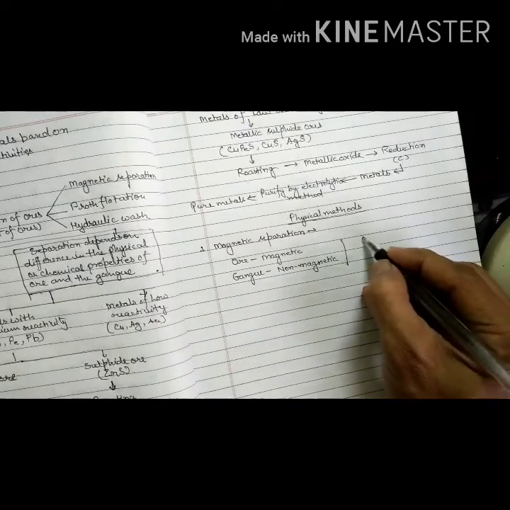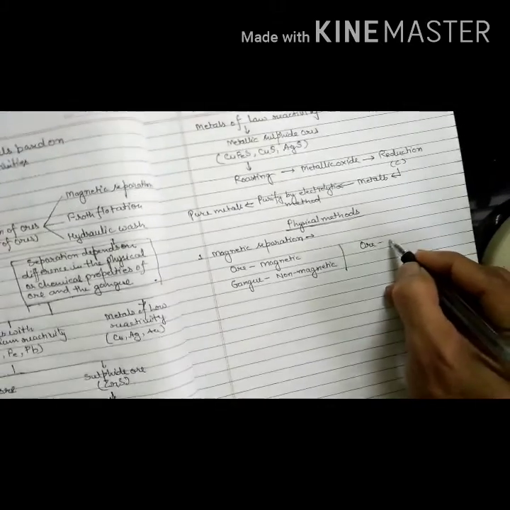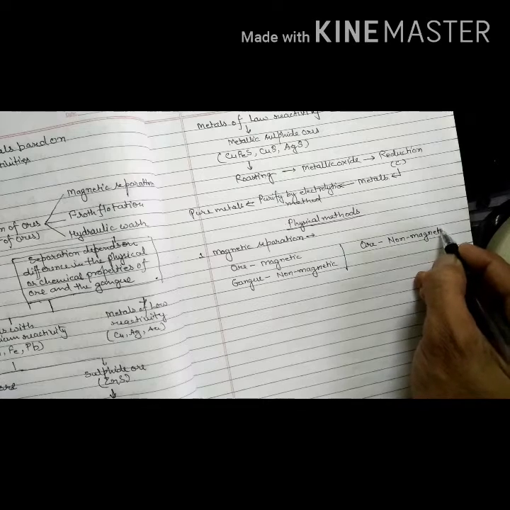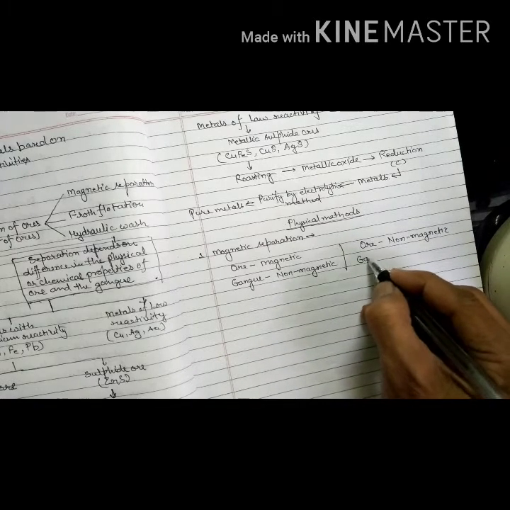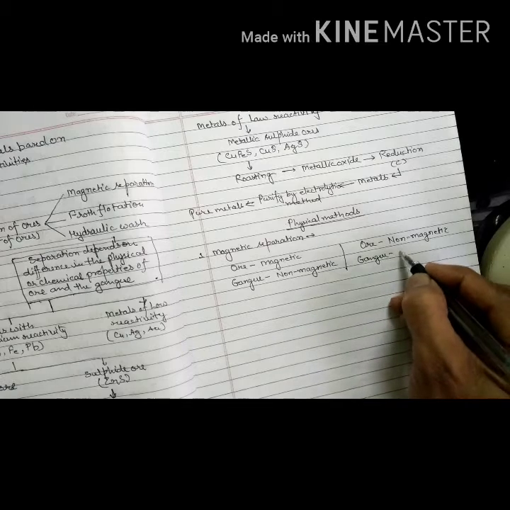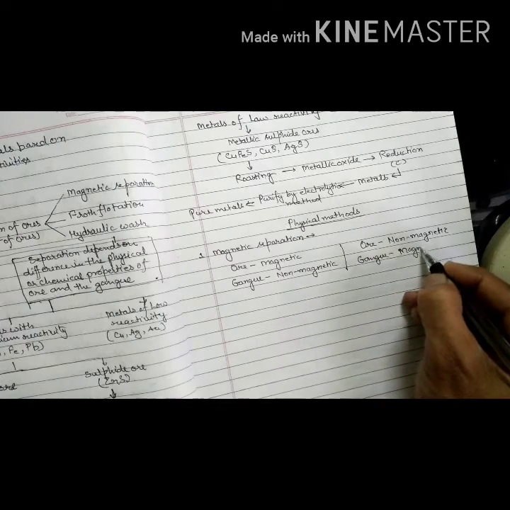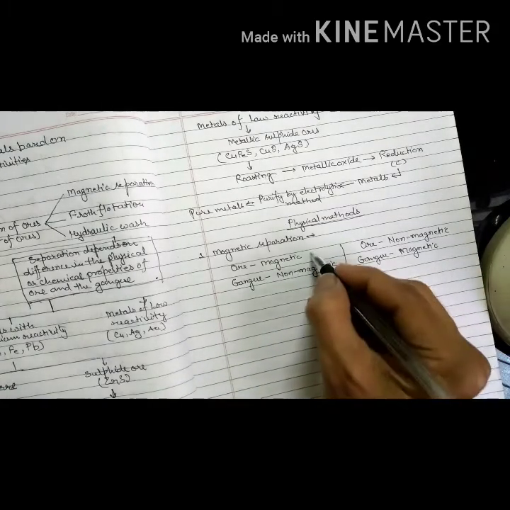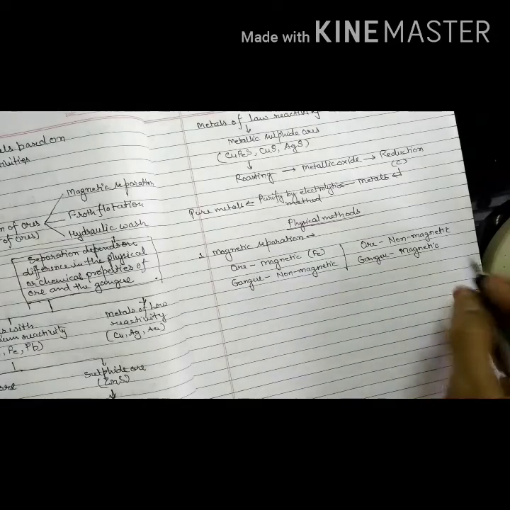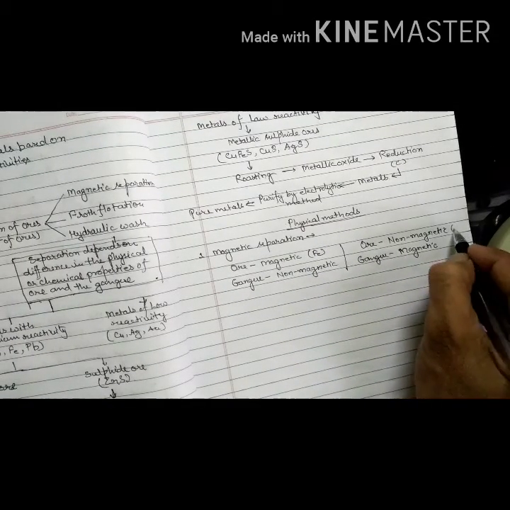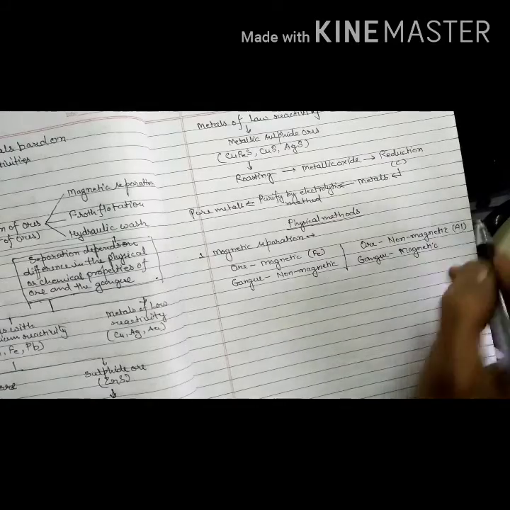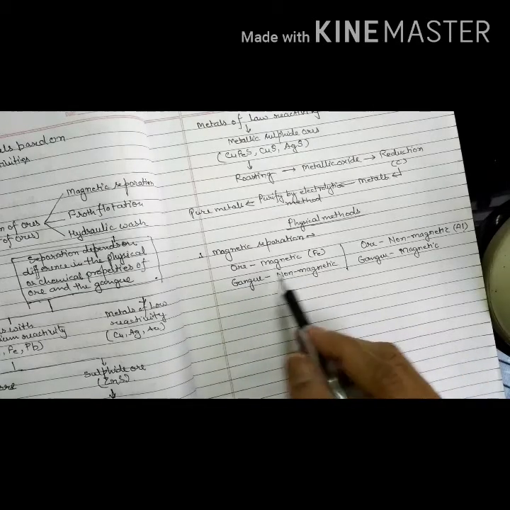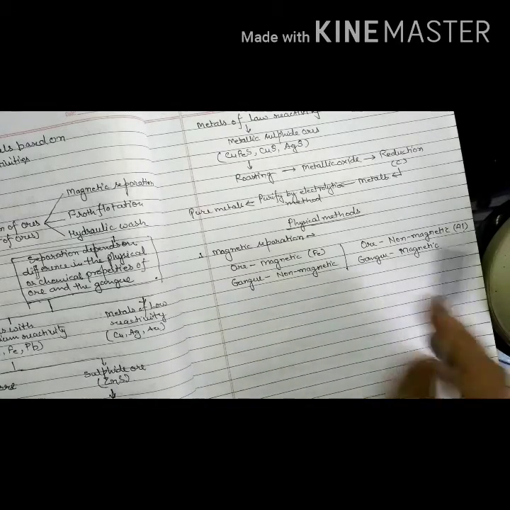This can also be reverse, that is ore non-magnetic and gangue can be magnetic. Here we can take example of iron, and here we can take example of aluminium. Now either of these two, anyone can be magnetic, either ore or gangue.